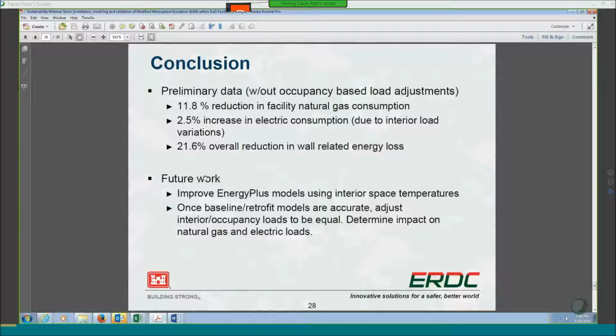The last thing we'd like to do, again, the goal here, is find out exactly what the benefit of the technology is on energy consumption. Once our models are accurate, we'll account for and remove all the occupancy loads, so we can get a true measure of how much we're saving. Again, our initial data shows that we do have some pretty significant savings. We just need to get a little more accurate on that. Once we do, we can get a fair idea of the economic impact, or economics, of these systems.